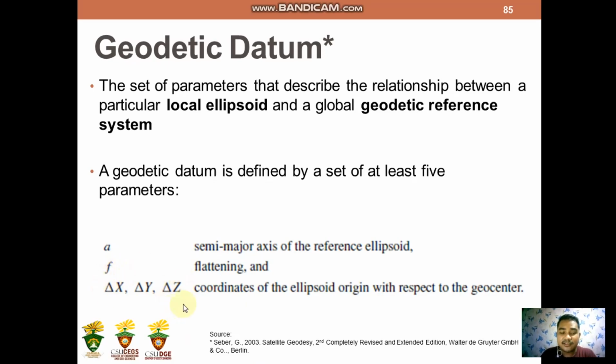Because the geodetic datum will be the basis for the origin, no? The origin of the geodetic reference system to be used by the survey. So we need the particular relationship between the local ellipsoid and the geodetic reference system. Okay? Since we all know that in different countries, the datum must be adjusted.